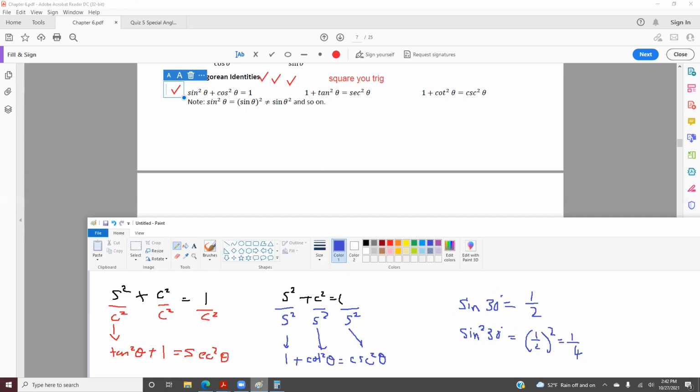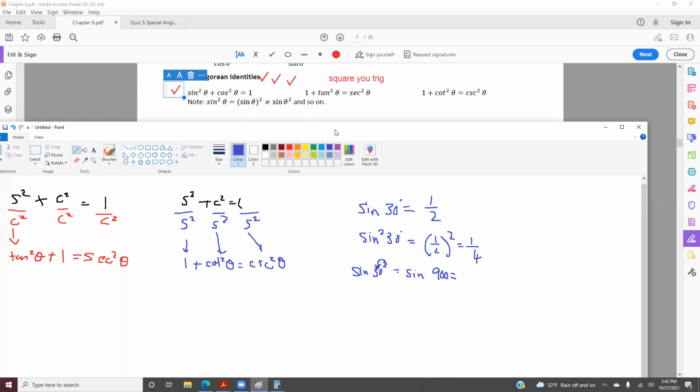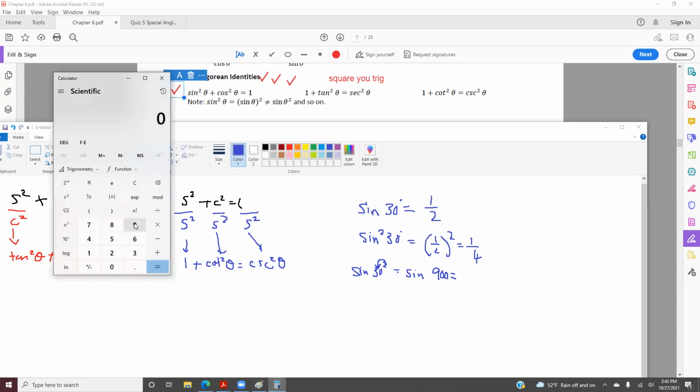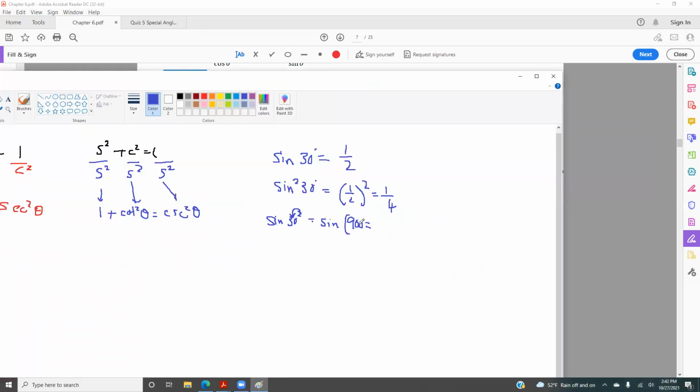So for example, if I want to do sine 30 degrees square, this is the same as sine 900 because you are squaring the 30 degrees. 30 times 30 is 900, and sine 900 is some number. I'm going to cheat a little bit, I should show you how to do this. Anyone know how to find sine 900 degrees?